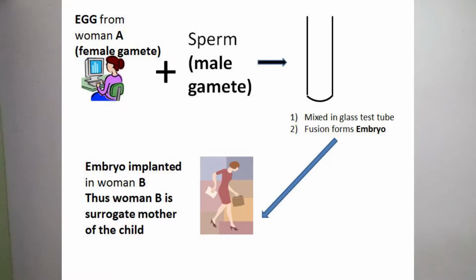So imagine if the egg is taken from a woman A and the embryo that is formed after the fertilization is implanted into a woman B. Then that woman is called a surrogate mother. And this concept of using egg from one woman and growing the embryo in the uterus of the other woman is known as surrogacy. Now let's study the concept of twins, that is judwa.